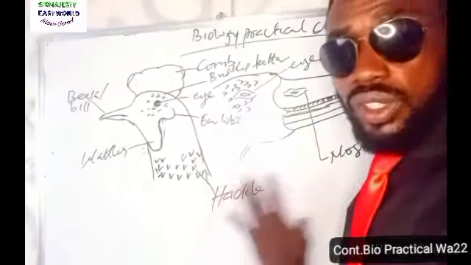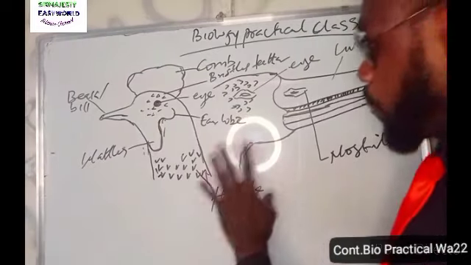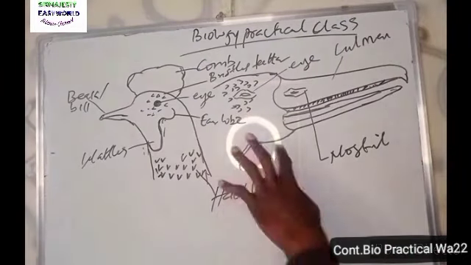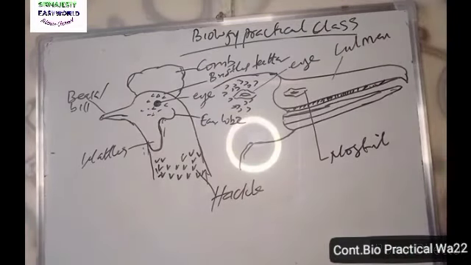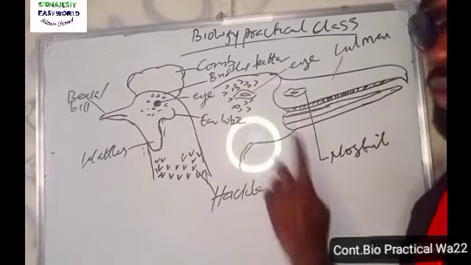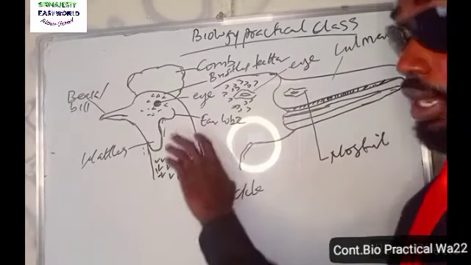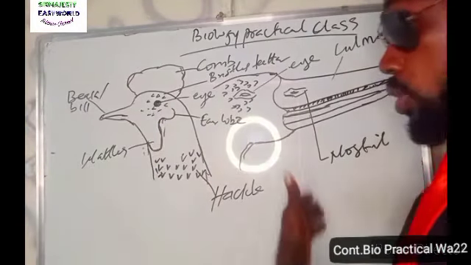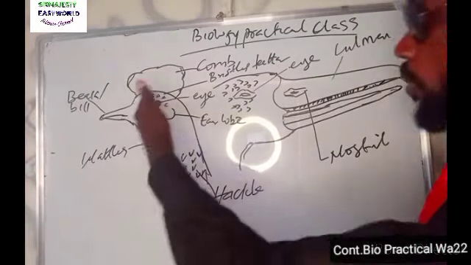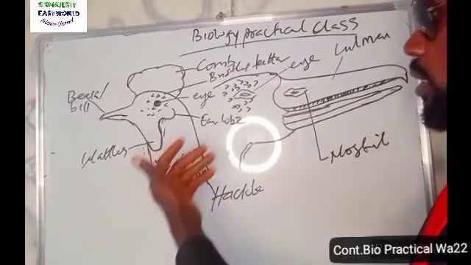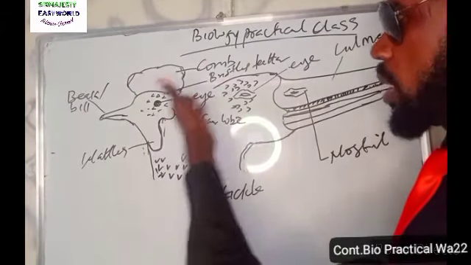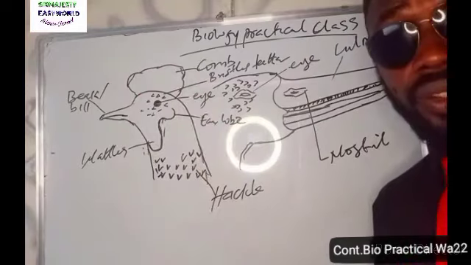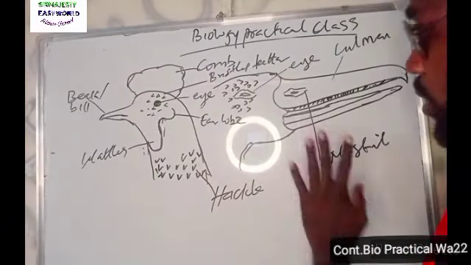Okay? So in these two specimens, it is possible that we will be told to differentiate and also write similarities. Let's start with the similarities. What are the similarities between the head of a duck and the head of a local fowl? Presence of beak in both. Both of them have beak. Presence of bristle feathers in both cases.